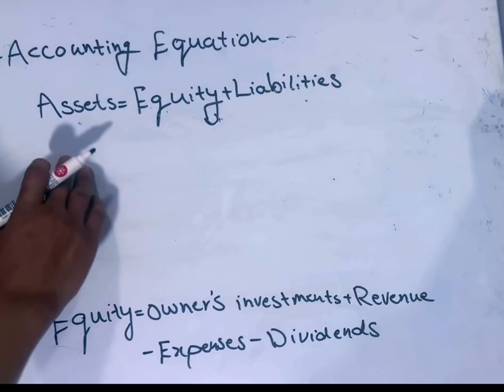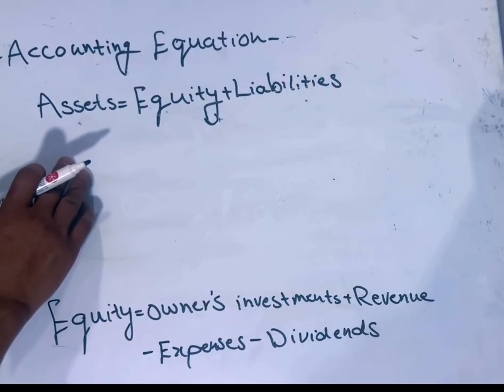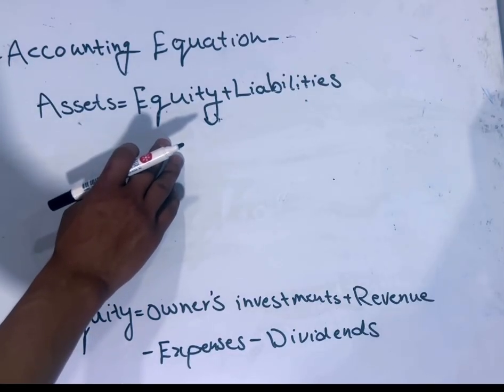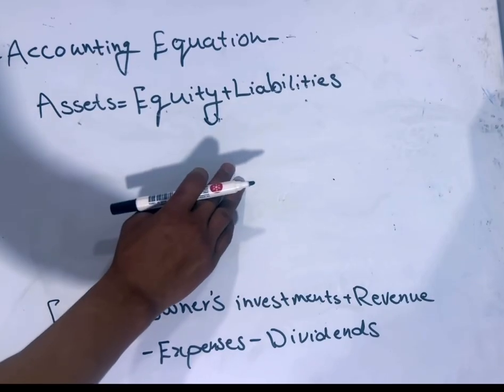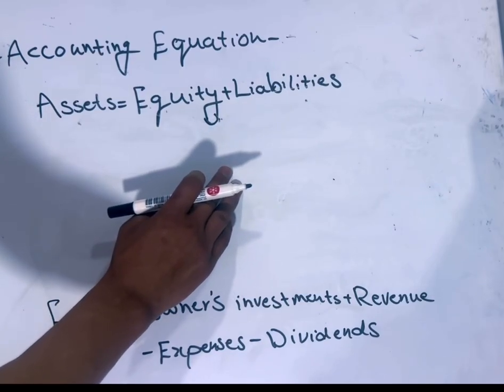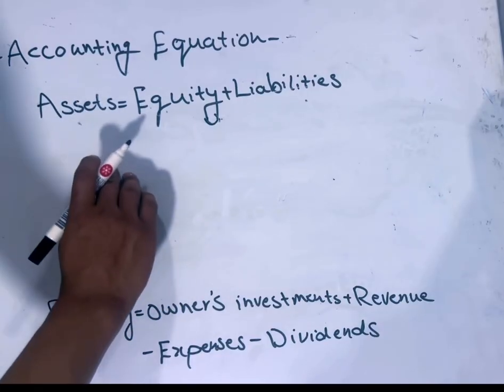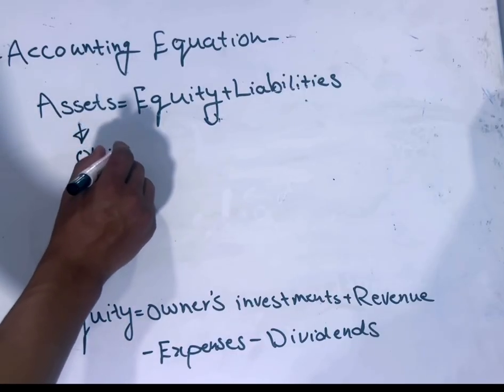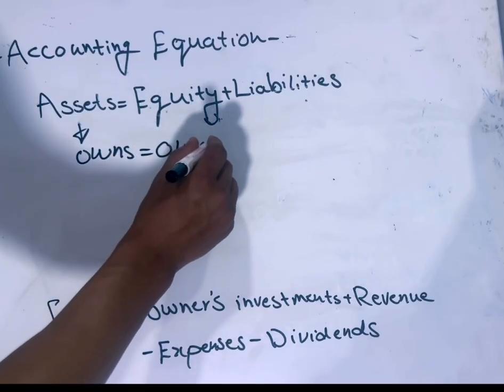So, the accounting equation is assets equal to equity plus liabilities. An asset is whatever the business owns and can generate future economic benefits for the business. It can be cash, inventory, equipment, or anything. Equity is the owner's investment in the business, while liabilities are the present obligations of the business and must be repaid in the future. So, according to this equation, we could say that whatever the business owns equals whatever the business owes.